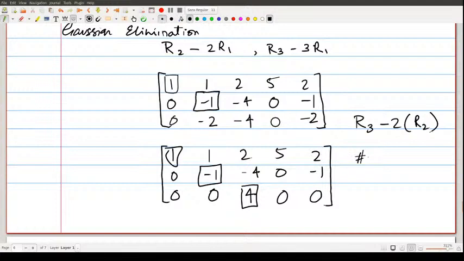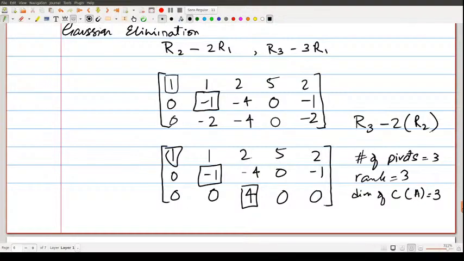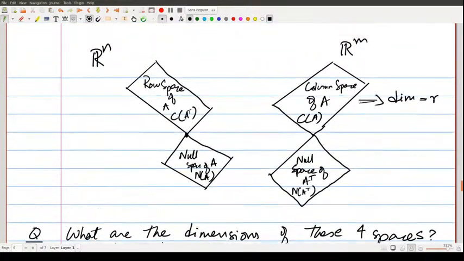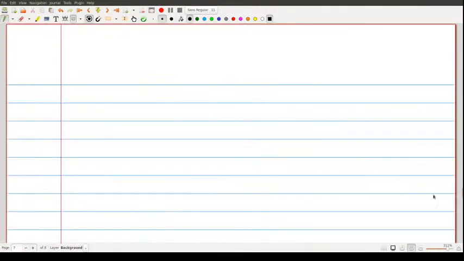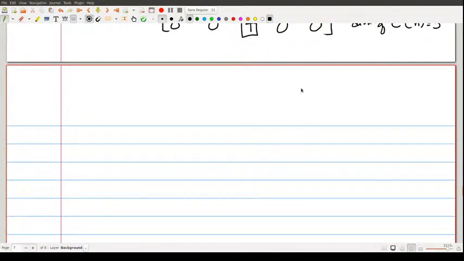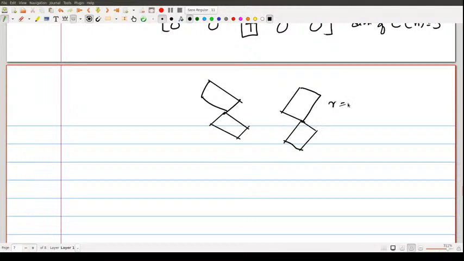So the number of pivots is equal to 3. So the rank is 3, and the dimension of the column space is also 3, right? So I get a 3-dimensional space. In this case, let me just draw another picture for my example. In this case, r was equal to 3.